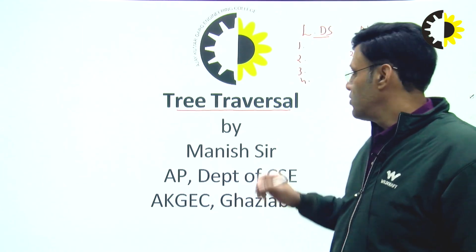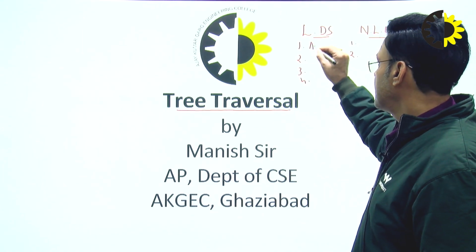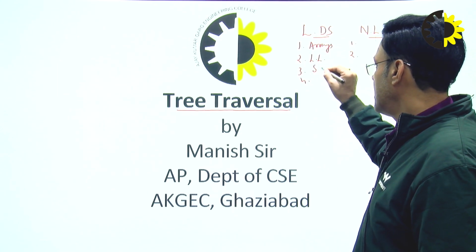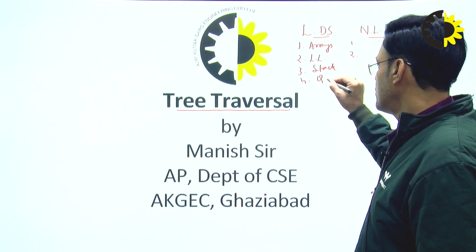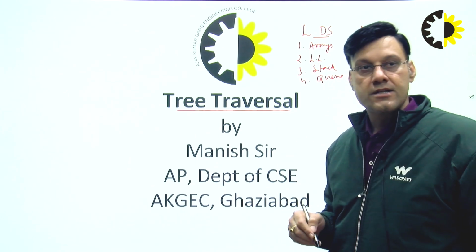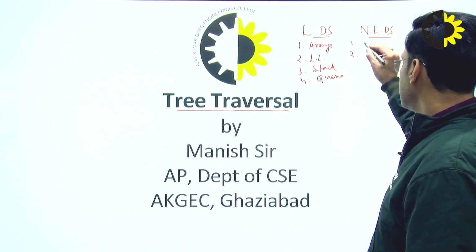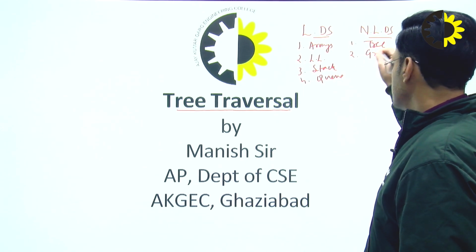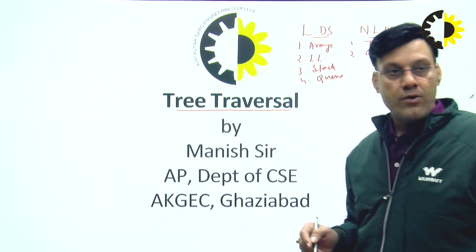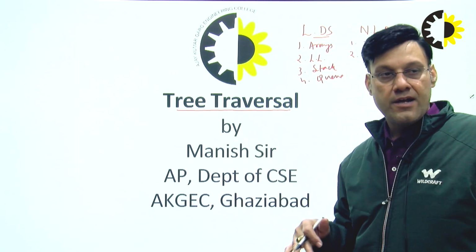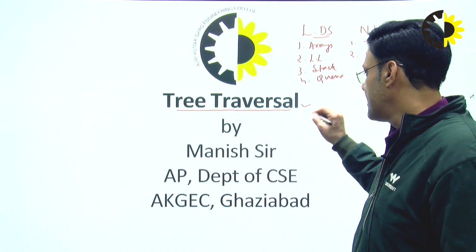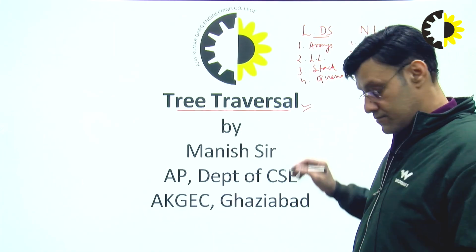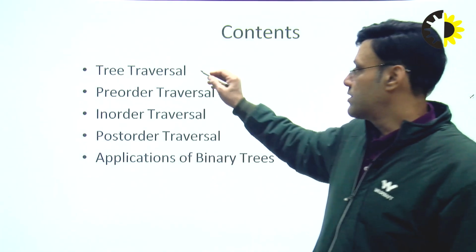Right, students? Under linear, we have already studied arrays, linked lists, and the stack and queue data structures. These are the linear data structures, and non-linear are, number one, tree and number two, graph, right, students? So today I am going to discuss how we are going to travel in a tree, in which manner we can travel, right? Before starting, we should know that today I am going to discuss tree traversal.